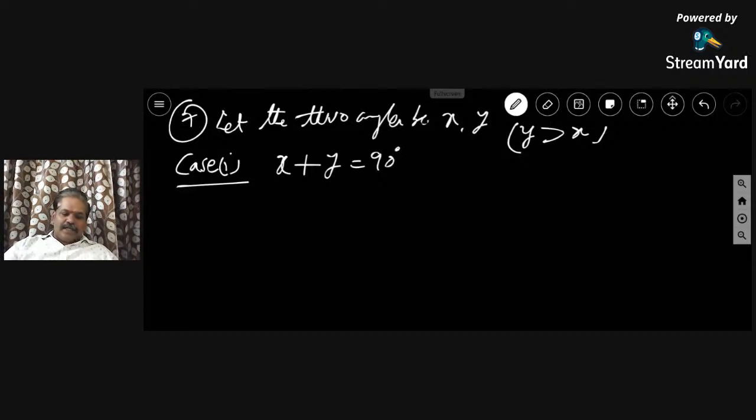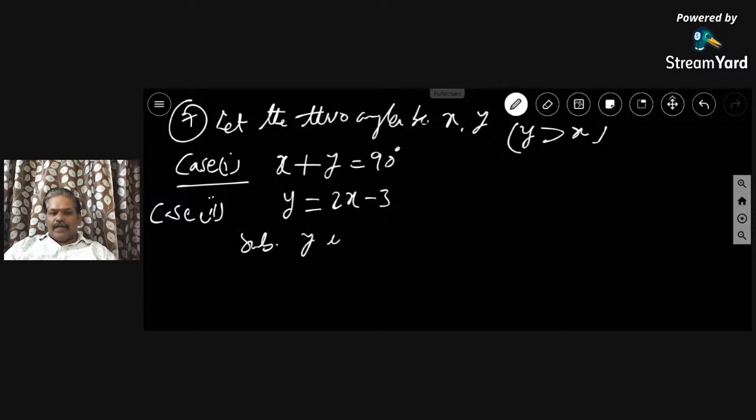The larger angle is 3 degrees less than twice the measure of the smaller angle. So as we assume that y is greater than x, case 2, y is equal to 3 degrees less than twice the measure, that is 2x minus 3. 3 degrees less than twice the first angle. So find the measure of each angle.